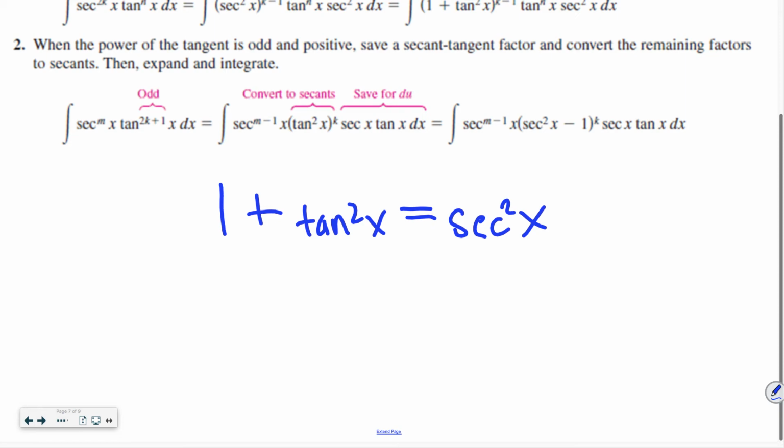Well, what if it is secant? For example, if you had secant to the 6th multiplied by tangent to some power, secant squared can stay as the secant squared, but then secant to the 4th we could change to 1 plus tangent squared, squared. Then we can use our u substitution. So if secant is even, that's a good sign.